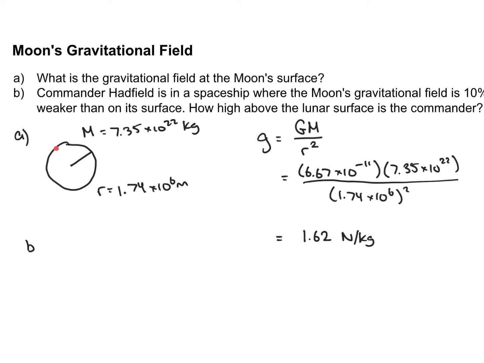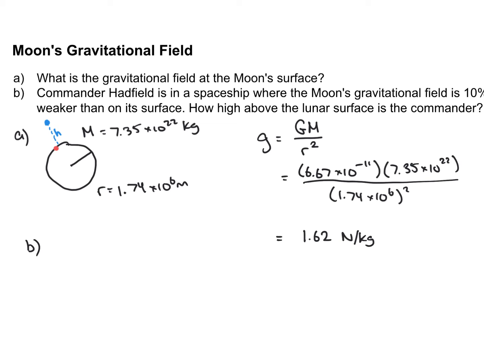Now part B. Commander Hadfield is in a spaceship where the moon's gravitational field is 10% weaker than on its surface. How high above the lunar surface is the commander? Okay, so I'll use a different color here. So Commander Hadfield is somewhere up there in a spaceship. And how high is it? Okay, h is what I'm looking for.